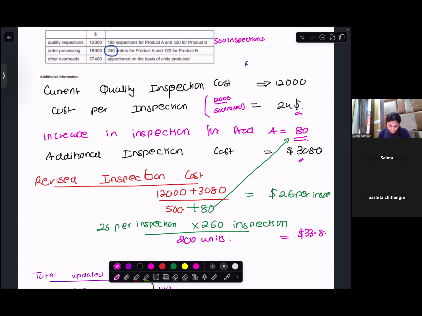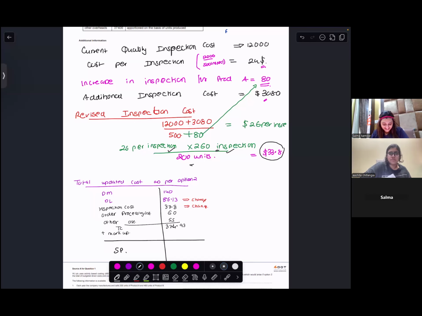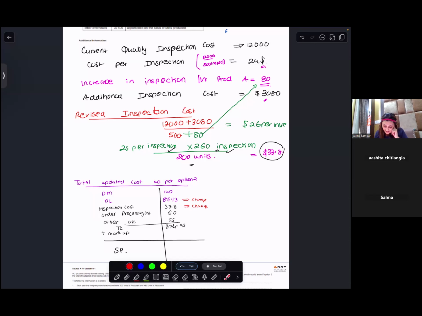Now my total inspections are how much for product A? You have to add now. So 180 plus 80 was 260. So 26 per inspection for 260 inspections, divided by the number of units. So the inspection cost per unit will become 33.8. I'm pausing the video, first try. Okay, finish. So we got the inspection cost per unit as 33.8, correct?